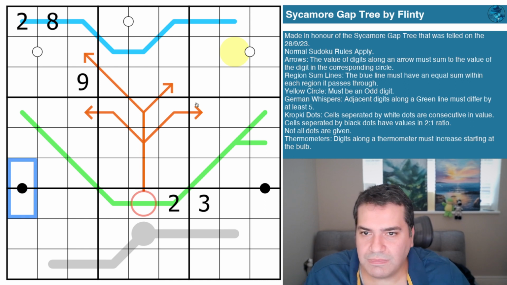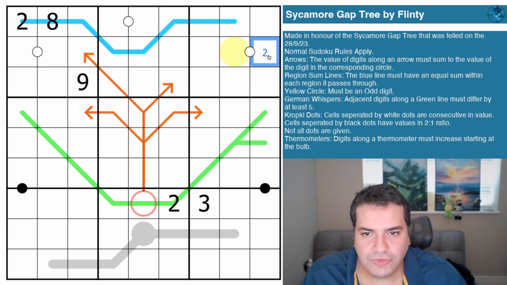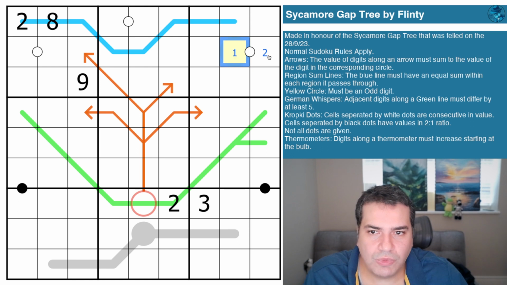Now, the same idea over here, if this is a 2 with a white Kropki dot, it has to be 1 digit away from it, it has to be consecutive. So this would either be a 1, and then 1 and 1 is 2, or it's a 3, 2 and 1 is 3.